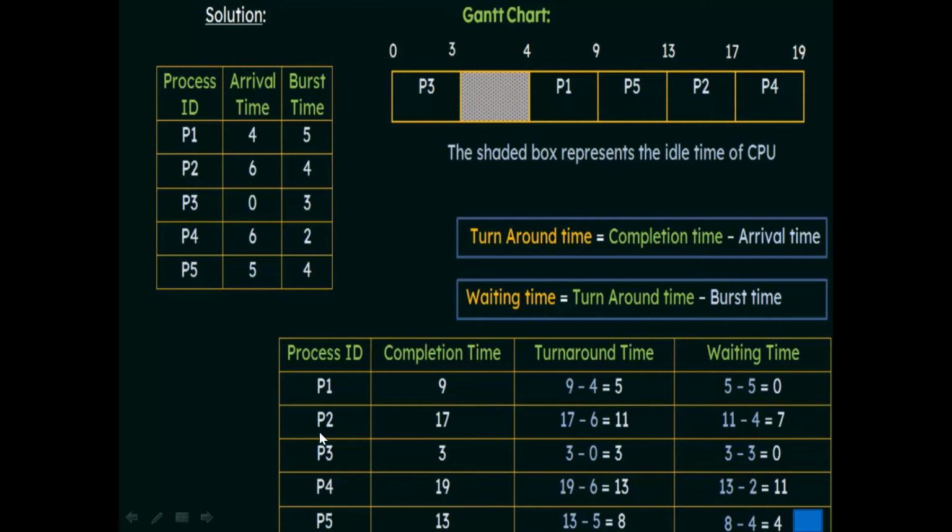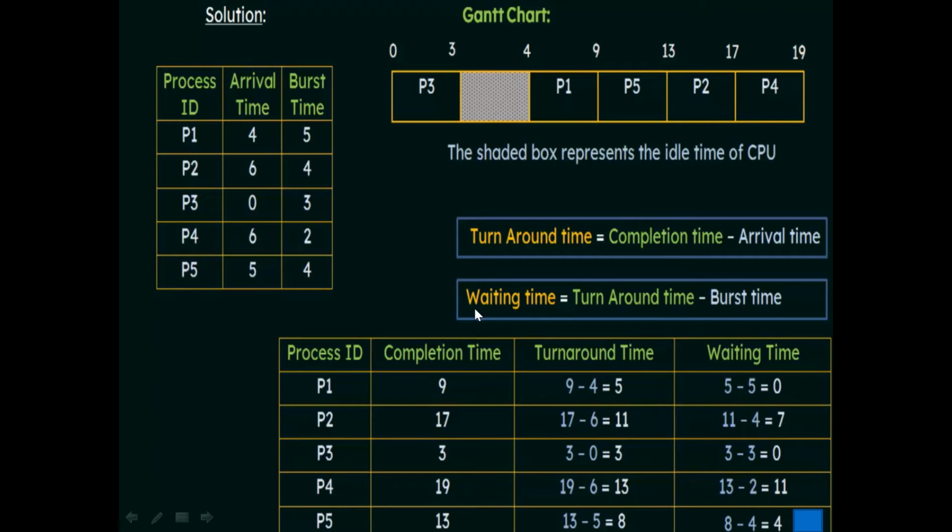Similarly for P2, the completion time is 17 and the arrival time is 6. So the turnaround time is 11. For P3, the completion time is 3. The arrival time is 0. So the turnaround time will be 3, and so on.